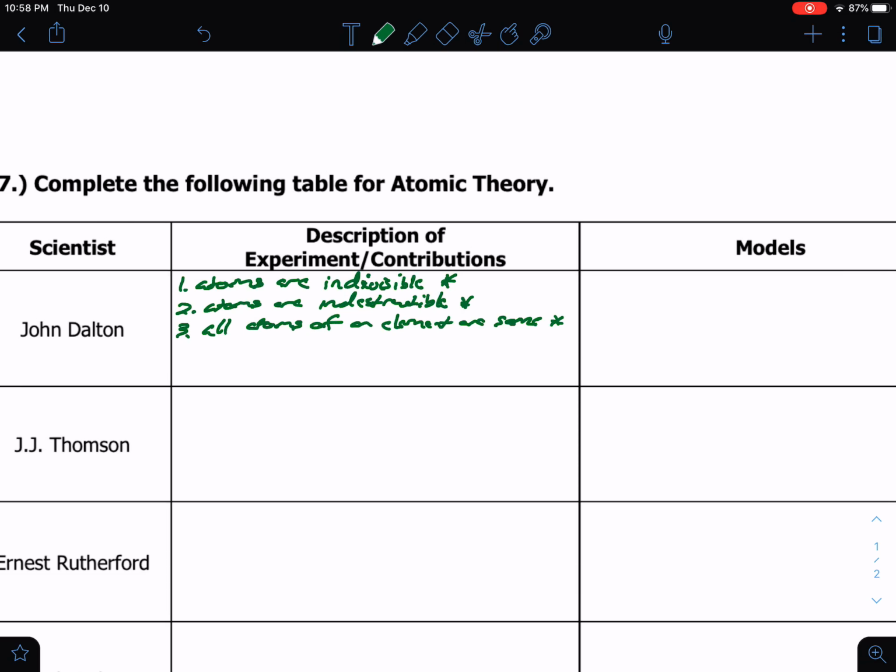We figured that the third one was wrong because you have things like isotopes. So you have things like carbon-12, carbon-13, carbon-14. They're all still carbon, but they are different. Then for atoms that are different, are different. That one's pretty self-explanatory. That one still sticks. And then lastly, atoms combine to form compounds.